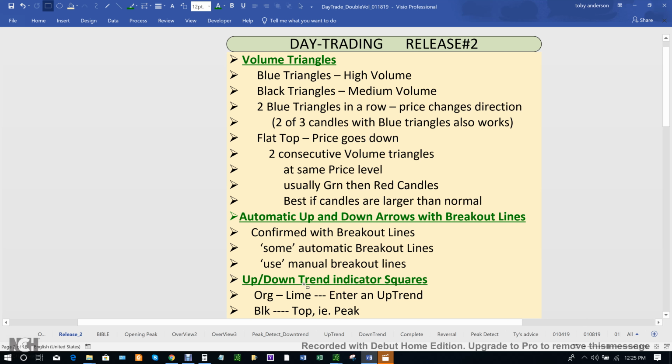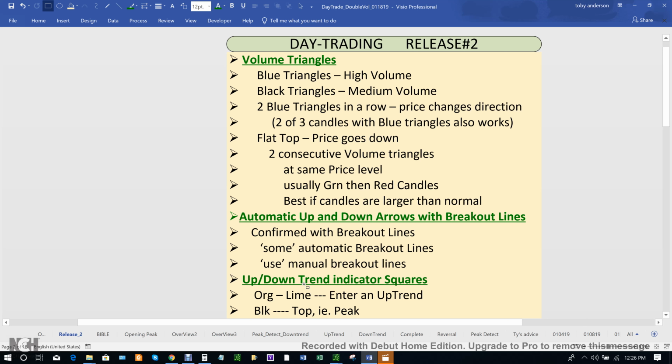Big mouthful, but basically it's just a row of squares that have different colors: orange, red, black, gray, lime, and green. Green kind of means it's an uptrend. Red means it's a downtrend, or green might mean you're at the top or moving up towards the top. Red might mean you're at the bottom or moving towards the bottom. Orange and lime are sort of in between, and gray is definitely neutral.